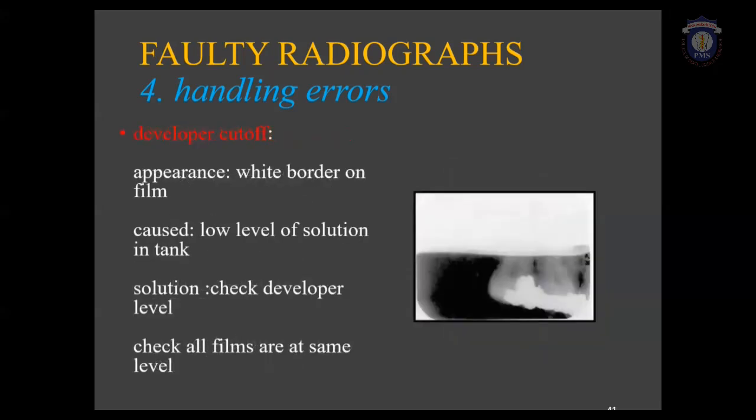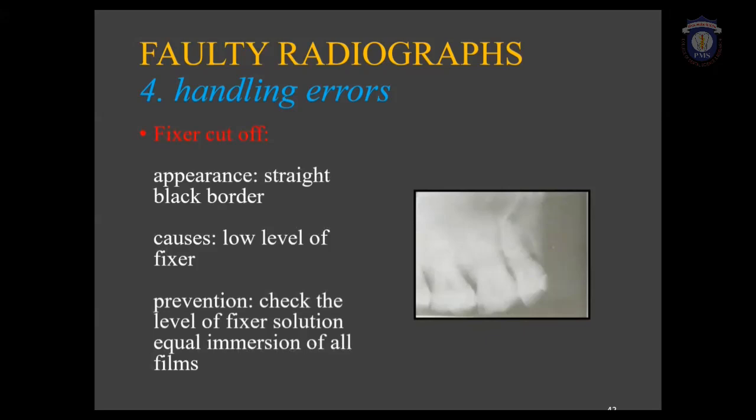A developer cutoff. This appears as a white border on the film. This is due to a low level of the developing solution in the tank. So to rectify this, ensure that the level of the developer is up to the brim and all the films are at the same level, dipped into the solution adequately.